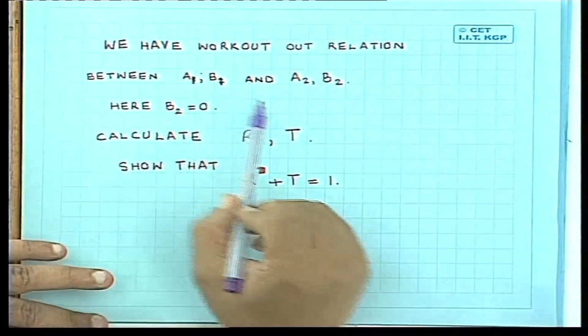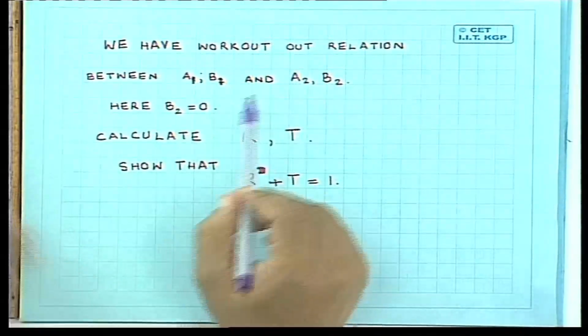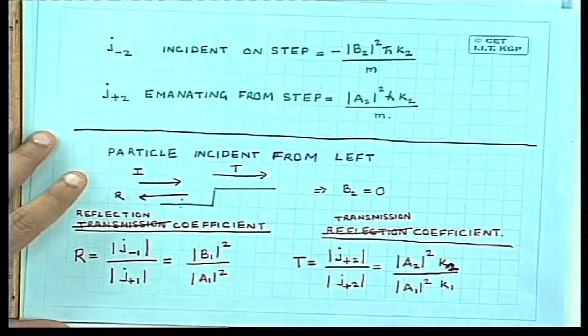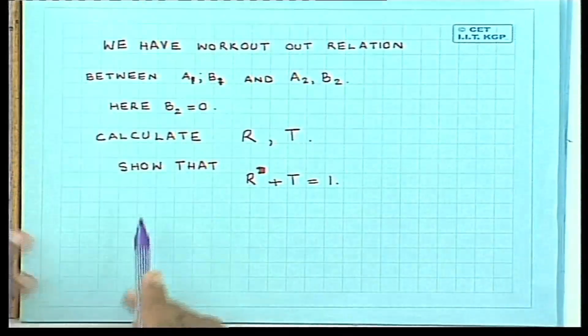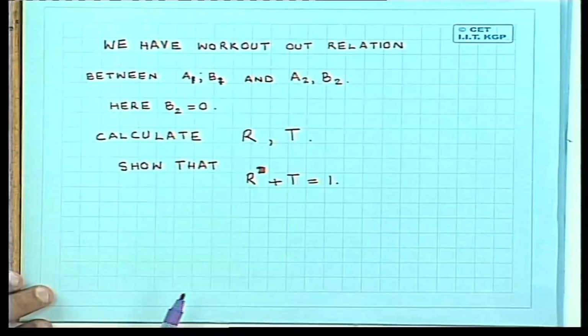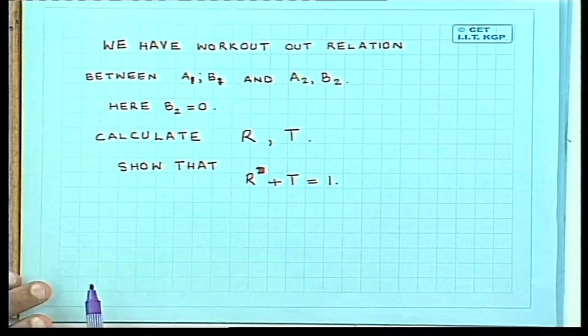Now, this calculation I shall not do in any detail here. You can easily do it yourself, because we have already found out the relation between A1, B1 and A2, B2. This has already been done, and you can just plug these relations into these expressions for the reflection and transmission coefficients and easily work this out. So I leave this for you as an exercise to work out the reflection and transmission coefficients. You can also very easily show that R plus T, the sum of the reflection and transmission coefficients, is equal to 1.